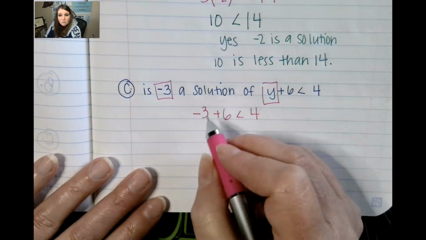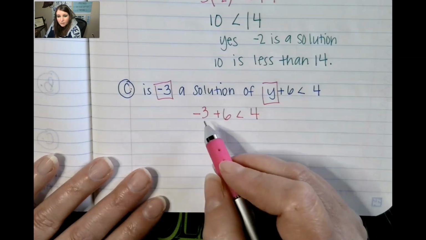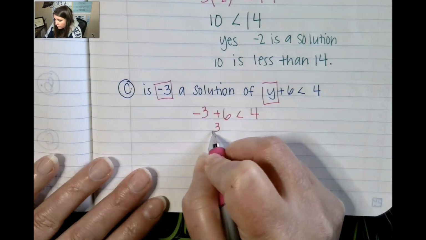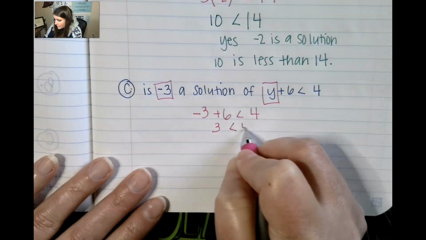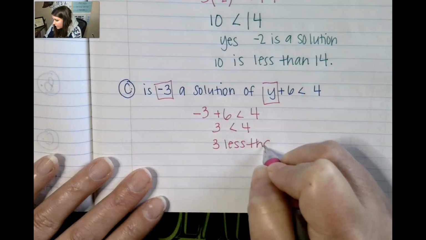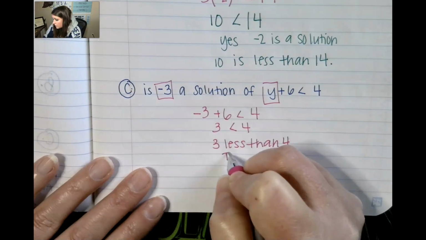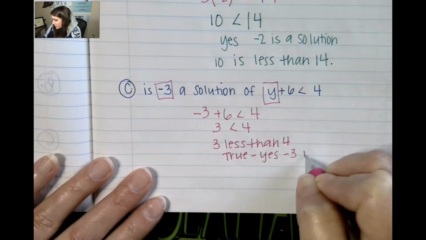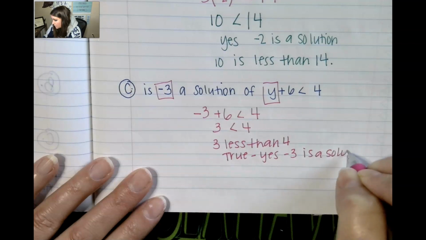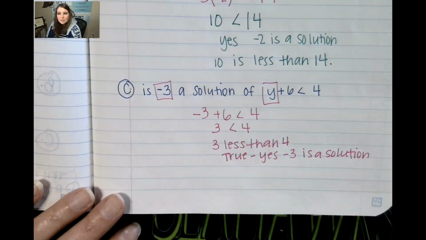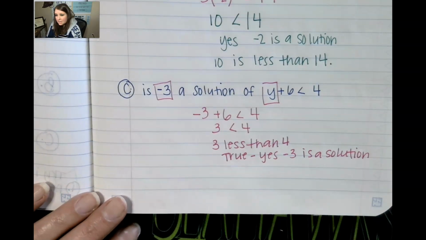Okay, so now we're going to solve on this side of the problem. I have negative 3. I add 6. So that gives me a total of 3. And 3 is less than 4. So this one is true. Yes, negative 3 is a solution. When I substitute it in there, it works. Negative 3 is a solution. It makes this side less than 4.